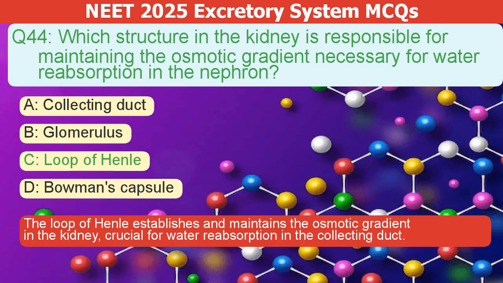The correct answer is C. The loop of Henle establishes and maintains the osmotic gradient in the kidney, crucial for water reabsorption in the collecting duct.